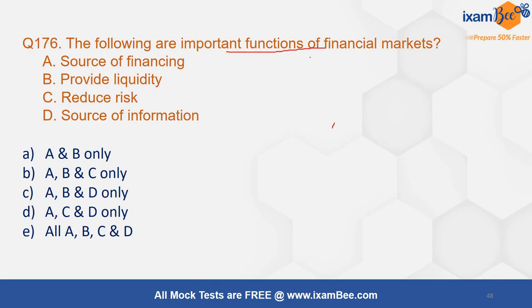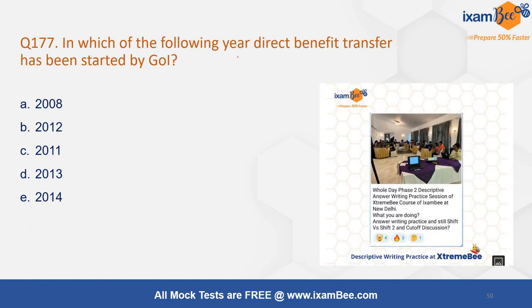The following are important functions of the financial market. They are a source of financing, they provide liquidity, they reduce risk, they are a source of information. Now, because there are options here, from which you have to select, that makes this question a little tricky, but all are correct because financial markets provide all this, including the source of information, because the market is a great source of information. In which of the following years was direct benefit transfer started by the Government of India?